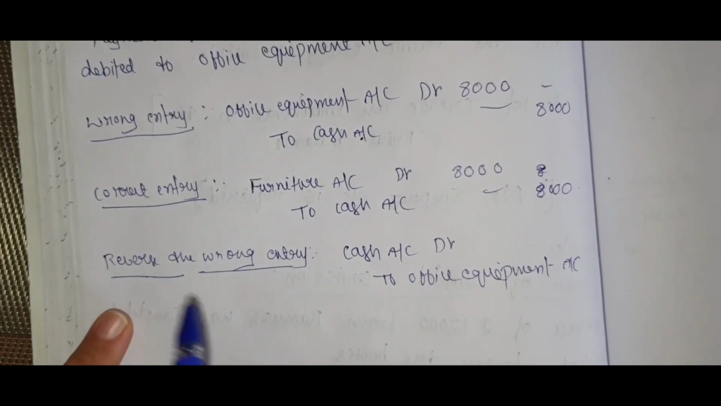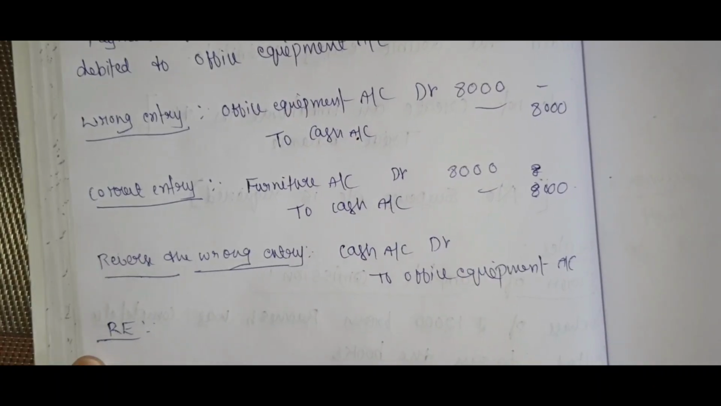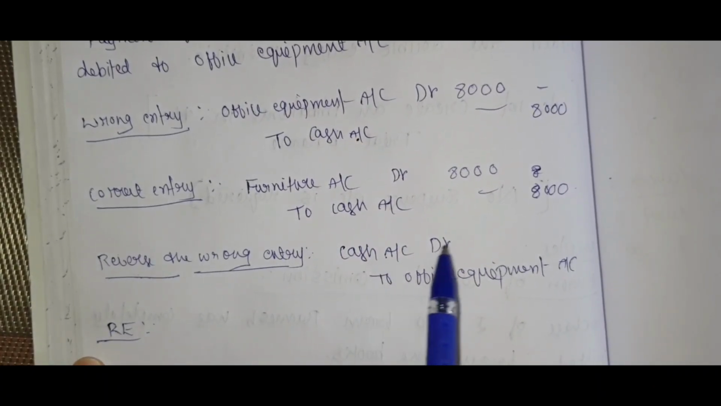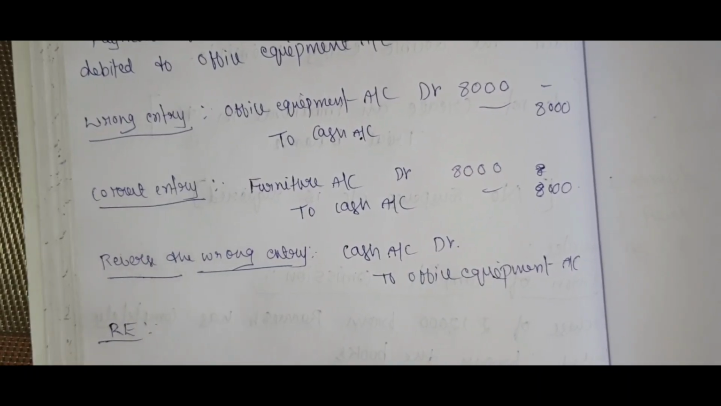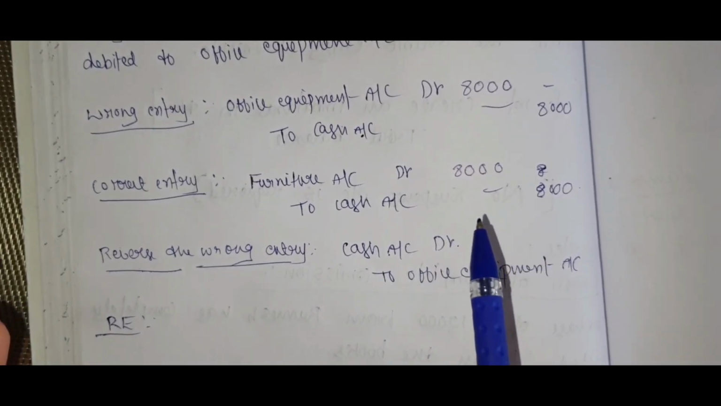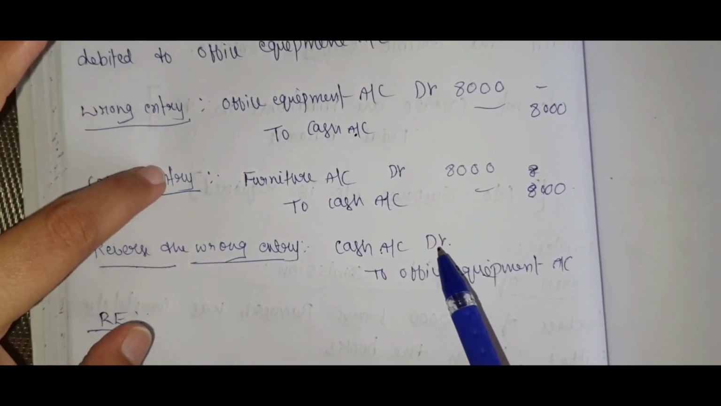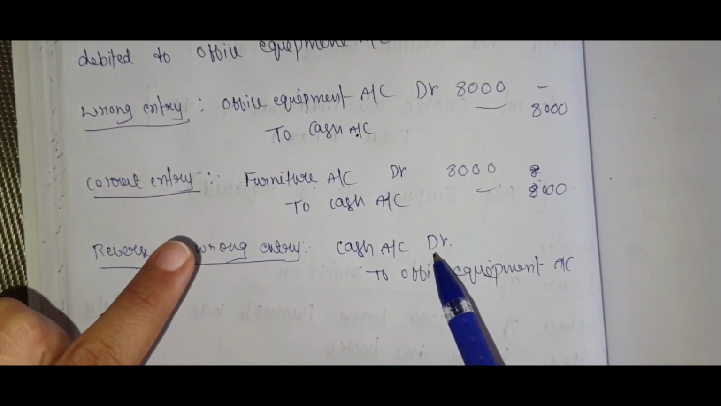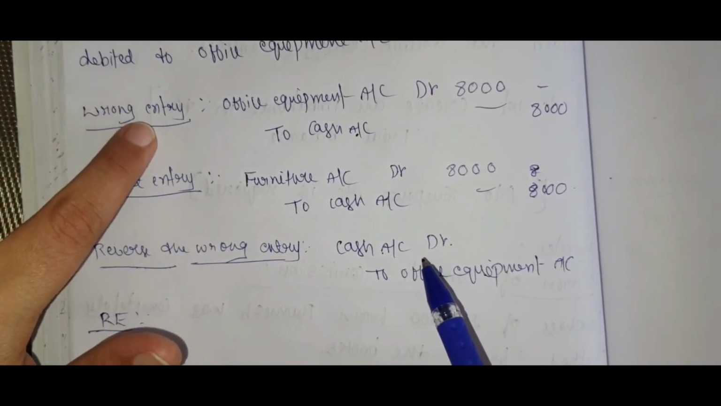Okay, see here. So what is the rectification entry? The rectification entry is: reverse the wrong entry, that is cash account debtor to office equipment account. Now what is the next step? The next step is we have to compare the correct entry and the reversed wrong entry. First, we have to write down the wrong entry.